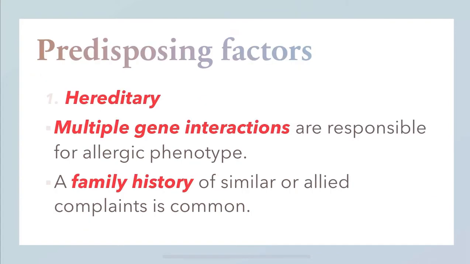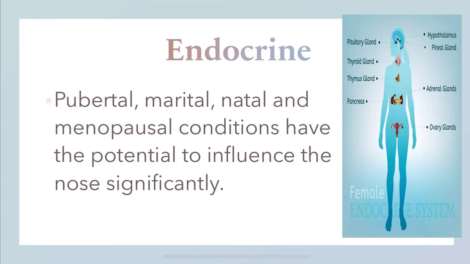The predisposing factors. Who are predisposed to get allergic rhinitis? Allergic rhinitis could be hereditary, or multiple gene interactions are also responsible for the allergic phenotype. A family history of similar or allied complaints is common. So it could be hereditary, or a family history can be found in people suffering with allergic rhinitis, or there could be multiple gene interactions.